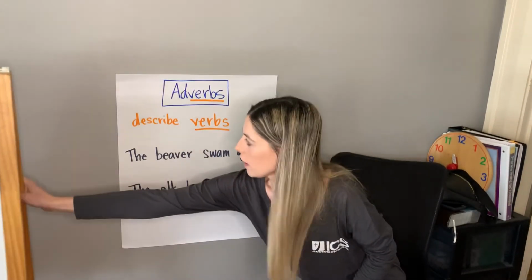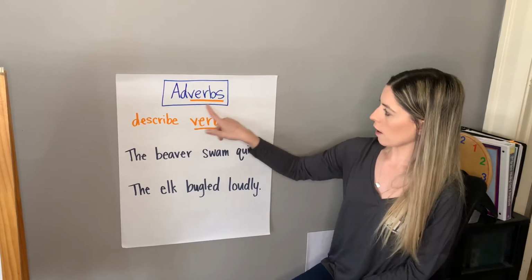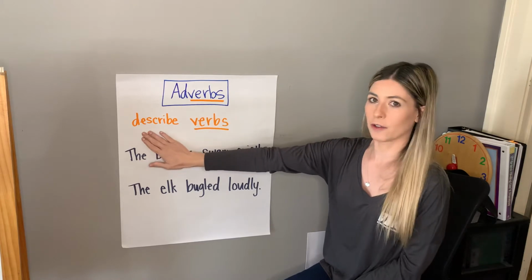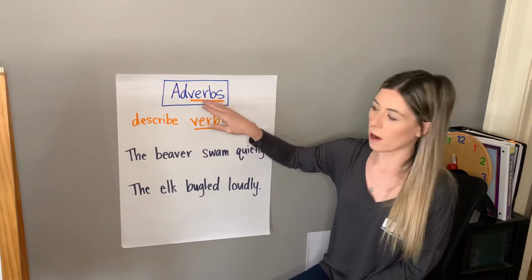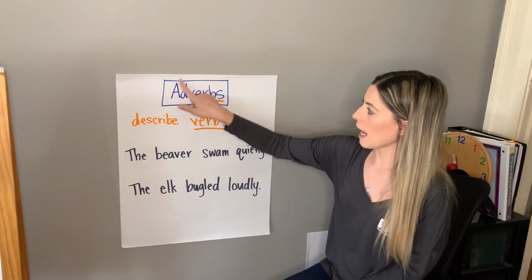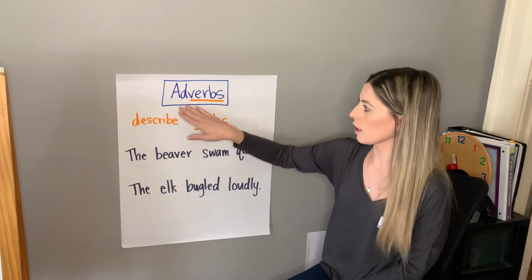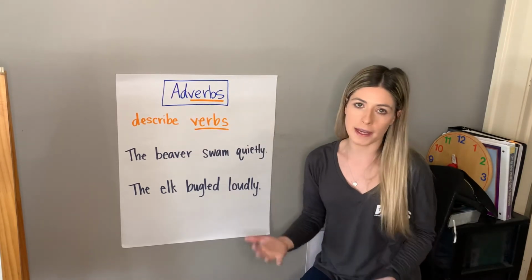Today we are learning about adverbs. Now I underlined this part because adverbs are words that describe verbs. Verbs is in the name, so I want that to be helpful for you. We add to the verb. So we're making more of a description for the verb. Before, we were adding to the noun.